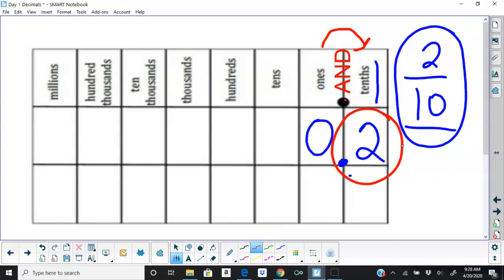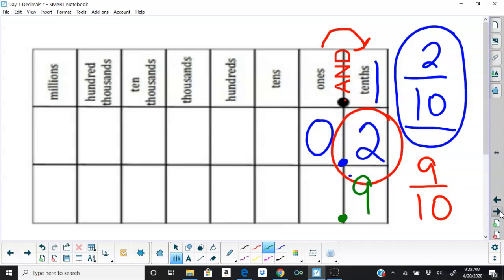All right, well, let's think about this. What if I had 9/10? What number would I write in my tenths place? Yes, I would write a 9, 9/10.